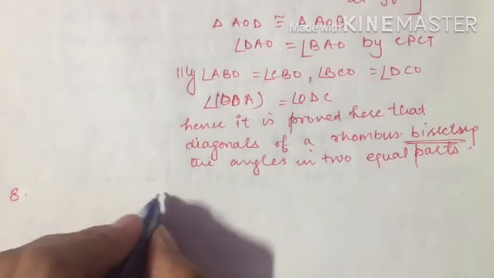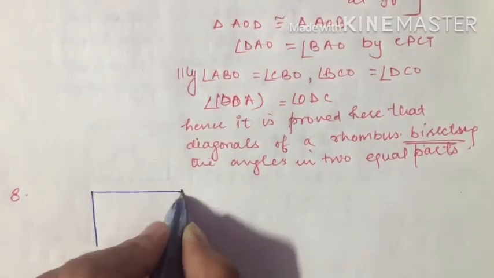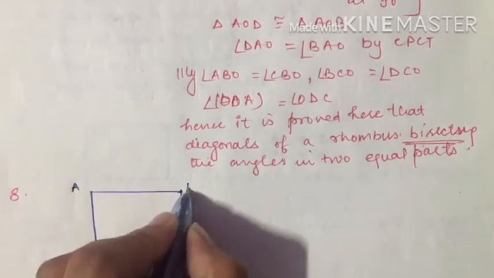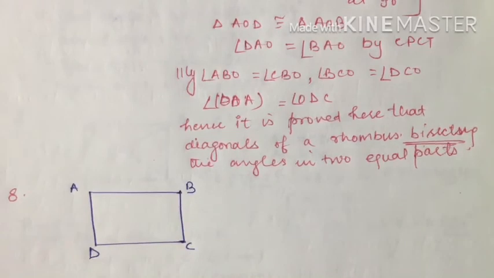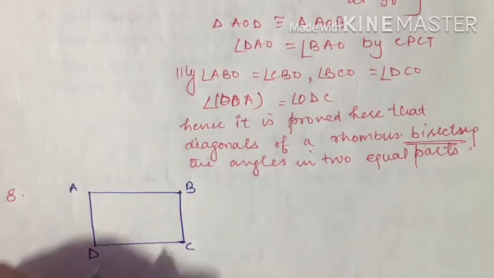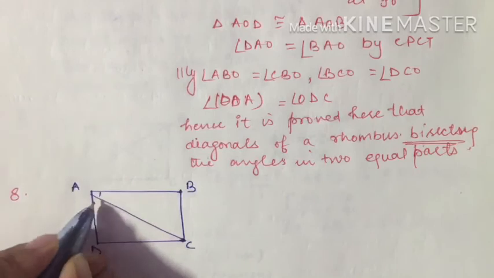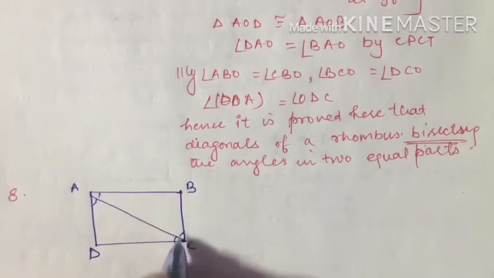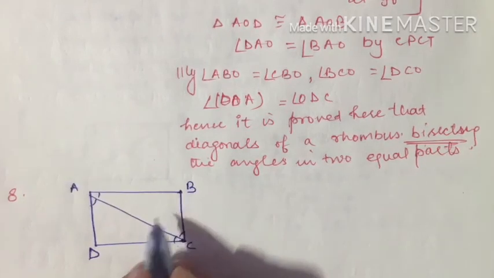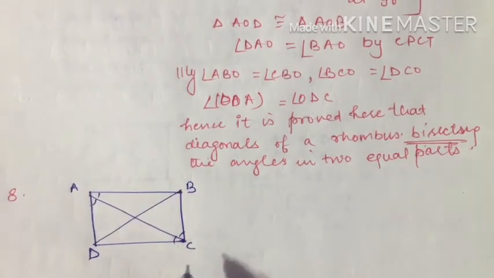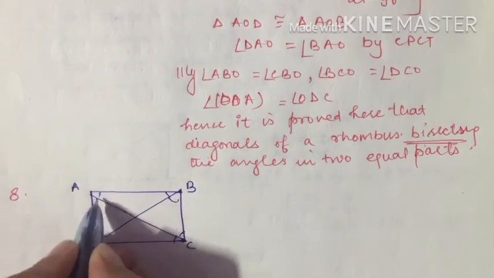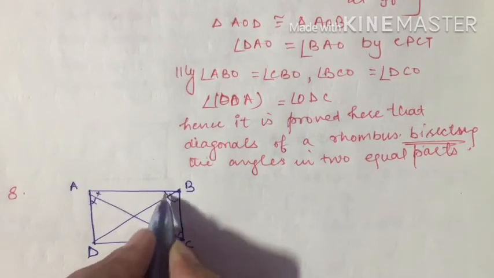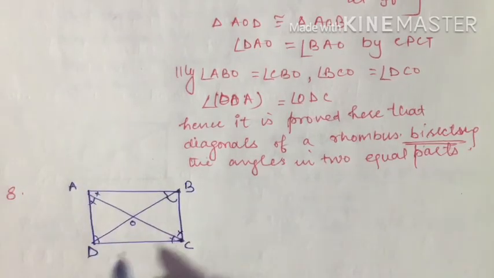ABCD is a rectangle. Rectangle means opposite sides are the same, and all angles are of 90 degrees. This is a rectangle A, B, C and D. Here AC bisects angle A as well as angle C. Show that ABCD is a square. I have to show that it is a square, and I have to show my BD diagonal bisects angle B as well as angle D. This is given, that this angle is equal to this angle, and this is what I have to prove.